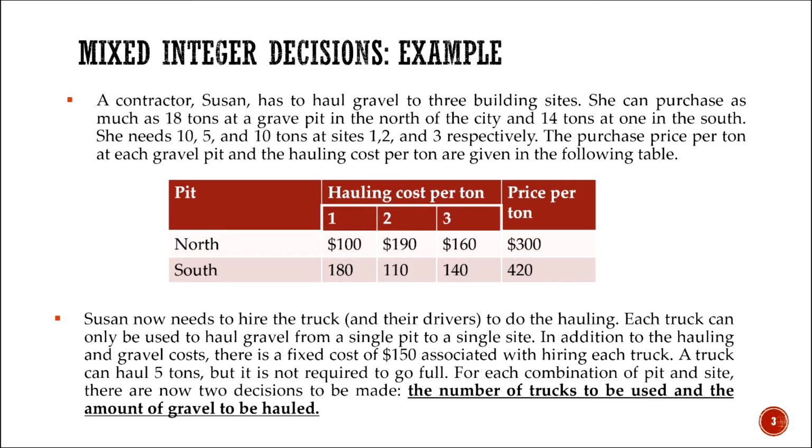For each combination of pit and site, there are now 2 decisions to be made: the number of trucks to be used and the amount of gravel to be hauled. The amount of gravel is a continuous number. Fractional values are acceptable, 5.5 tons, for instance. But the number of trucks is always an integer number, 0, 1, 2, or 3.